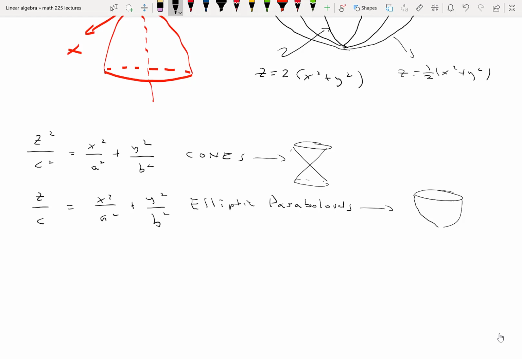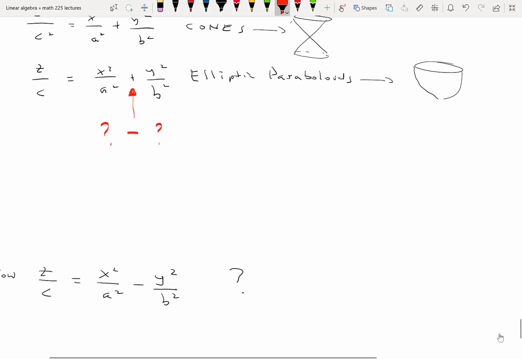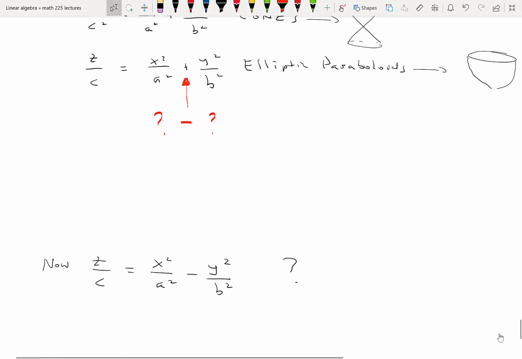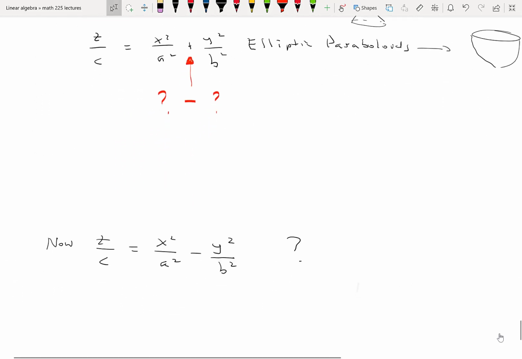So now what if I change up the third one a little bit, and change that plus sign to a minus sign? What do I get when I change that to a minus sign? Okay, so that's our next topic.